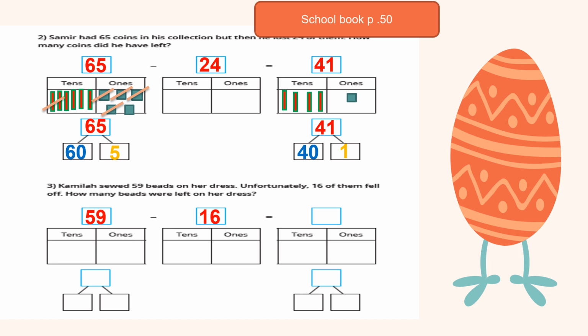9 minus 6 equals 3. 5 minus 1 equals 4. So 59 minus 16 equals 43.